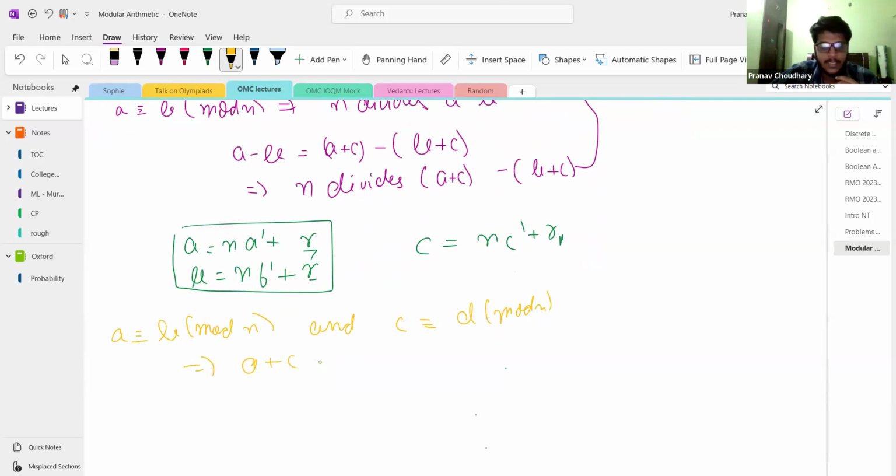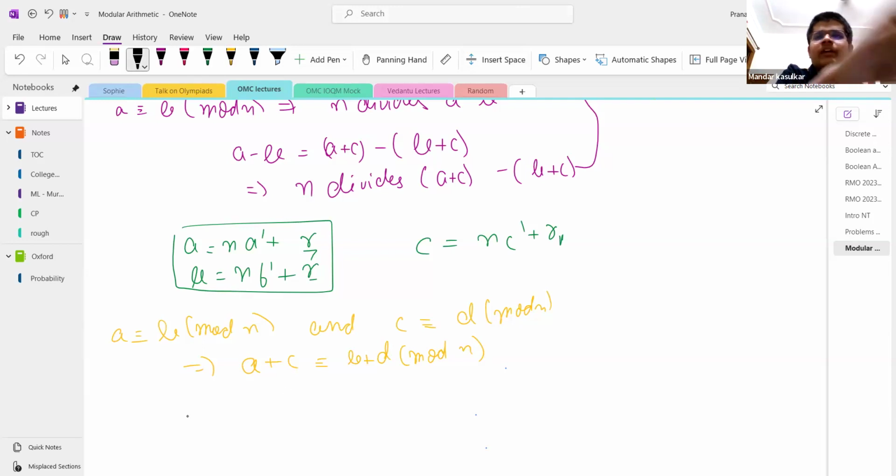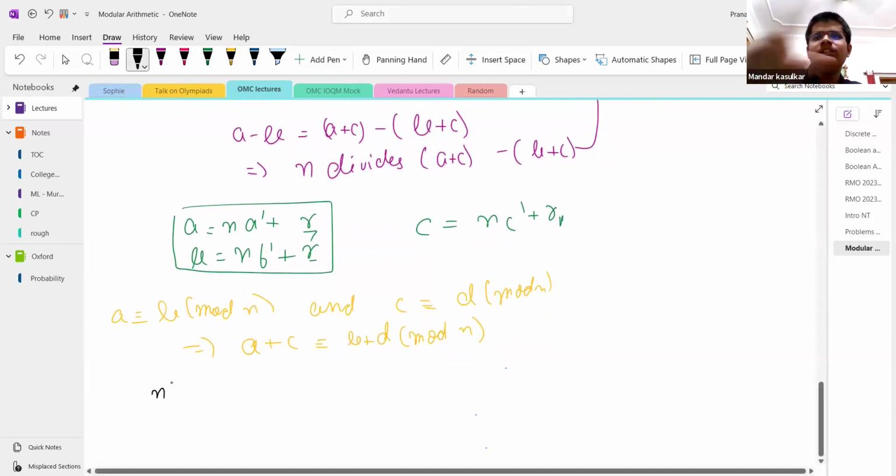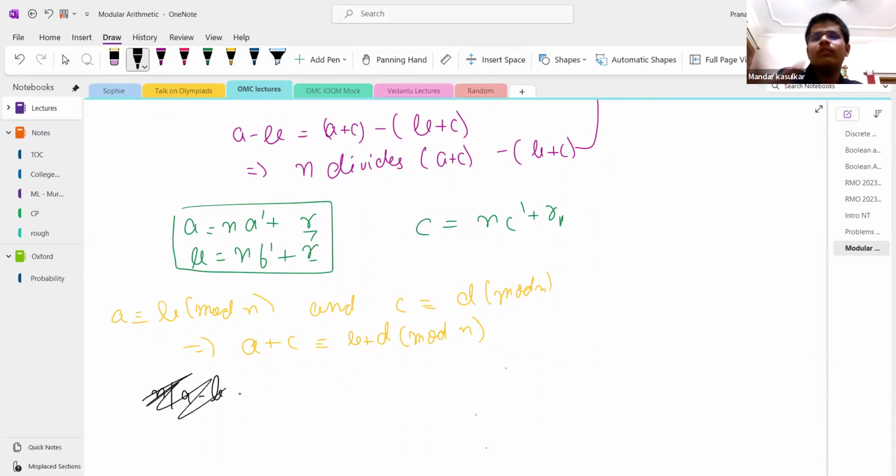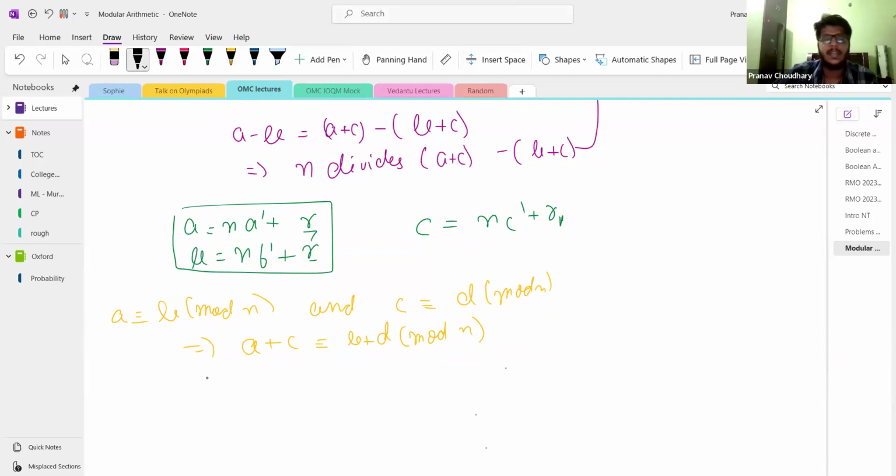Now, if I have A congruent to B mod n and C congruent to D mod n, then A plus C is congruent to B plus D mod n. Can someone tell why? We can just proceed as before: n divides A minus B and also divides C minus D, so it will also divide their sum. So A plus C minus B minus D is divisible by n. Yes, that is the correct proof.